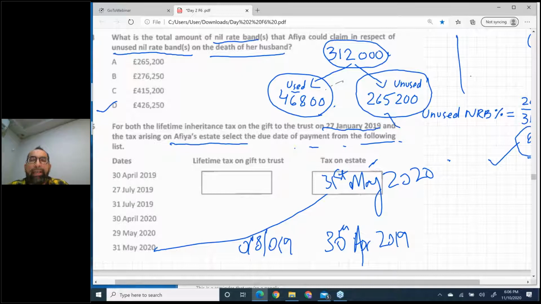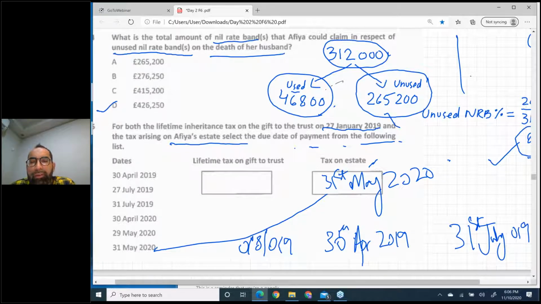Now the second date, listen. Six months from the end of the month in which the gift arises. The gift arises in January 2019. Come to the end of January and count six months: February, March, April, May, June, and July. So the second date is 31st July 2019.